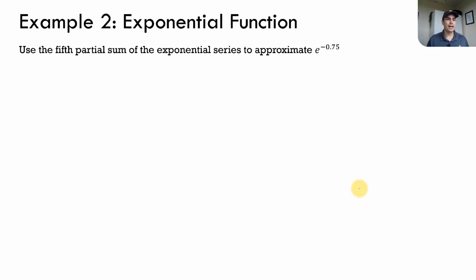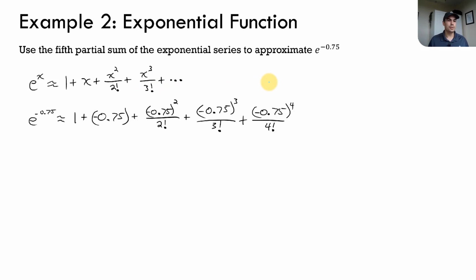All right, second example here, looking at exponential functions. Use the fifth partial sum of the exponential series to approximate e to the -0.75. Remember, we can represent e to the x as 1 plus x plus x squared over 2 factorial plus x cubed over 3 factorial and so on. Really all we're doing here is plugging in -0.75 for x. When I do that, I get an expression that looks like this, and you don't need to simplify any more at this point. Just plug this into your calculator, and that's going to hopefully avoid any mistakes.